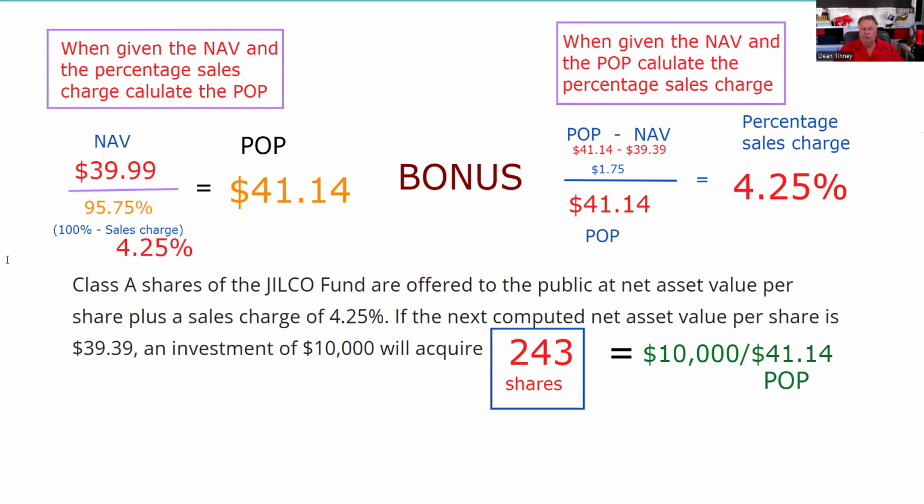So make sure you know those formulas, and you can calculate POP when given NAV and percentage sales charge, and you can calculate percentage sales charge when given the POP and the NAV. Remember, inch by inch, NAV and POP is a cinch. Yard by yard, NAV and POP is hard.